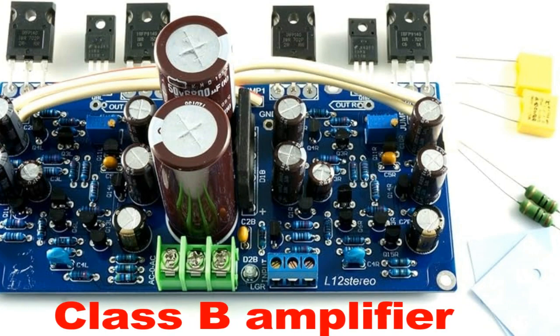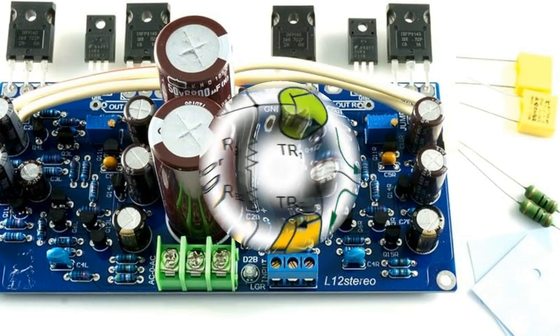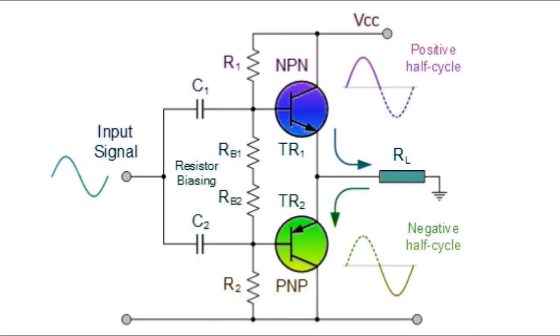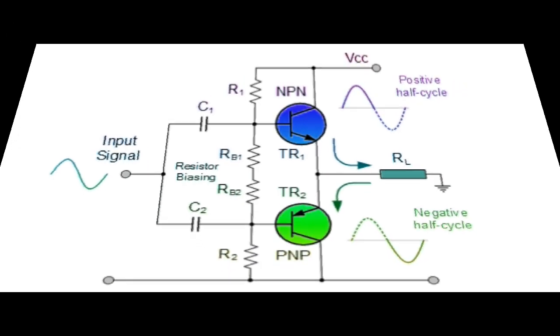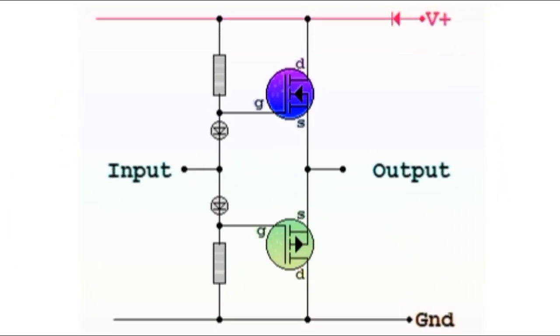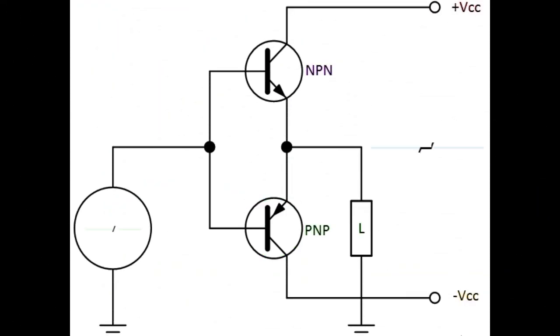Class B amplifier. Unlike a Class A amplifier, a Class B amplifier uses two complementary transistors, one NPN and one PNP, or one NMOS and one PMOS, to produce each output half wave. One transistor conducts half of the waveform and the other conducts the remaining half to the output.